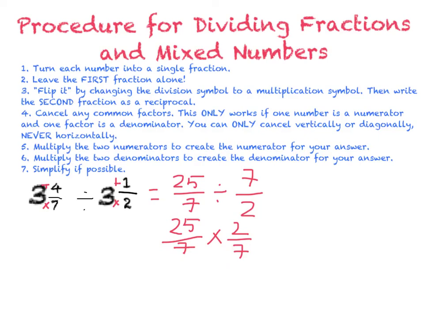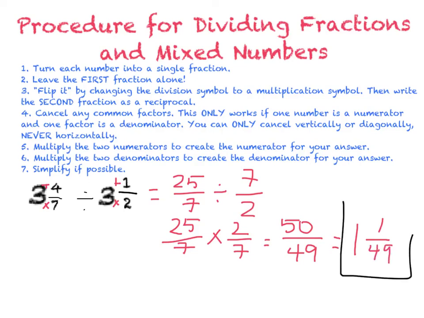So I'm simply going to have to continue from here, multiply my two numerators to get 50, multiply my two denominators to get 49. Then if I want to simplify, I'm going to have to write it as a mixed number. 49 goes in one time, leaves a remainder of 1, and 49 stays as my denominator. So I have 1 and 1 over 49.